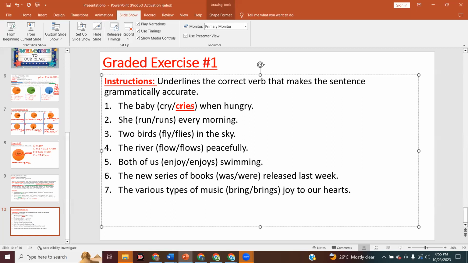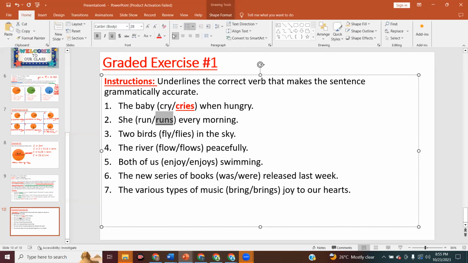Me, Mr. Petit. Very good. I got that, Mr. Petit. So I think I misspoke. The baby is singular and cries is also singular. Good. She run or runs every morning. She runs every morning. Why runs? She is a singular subject and runs would be a singular verb. So that's why we can use runs. Very good. Runs is singular. How many persons got that? I got that. Very good.